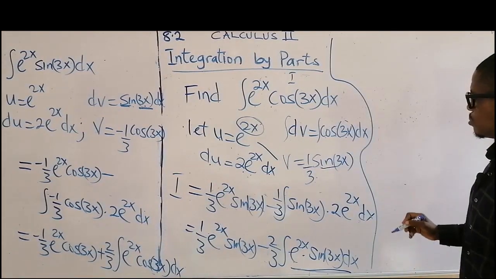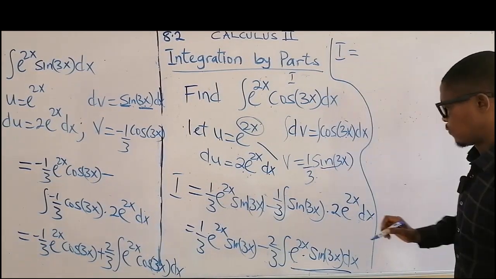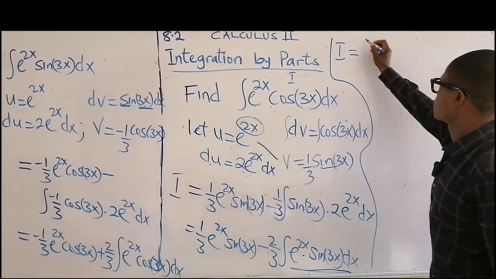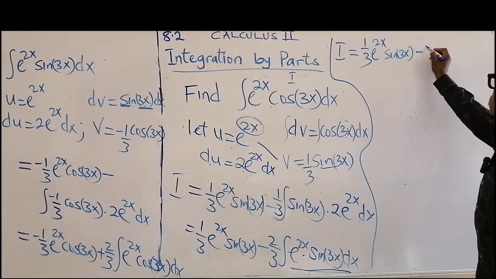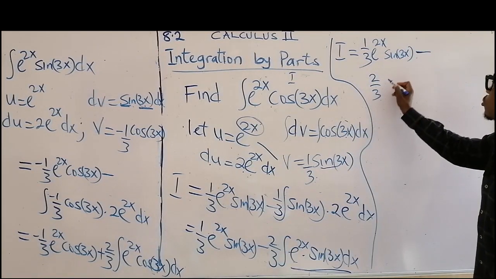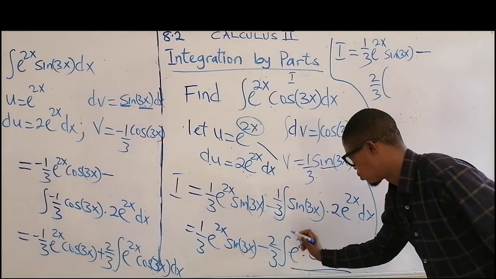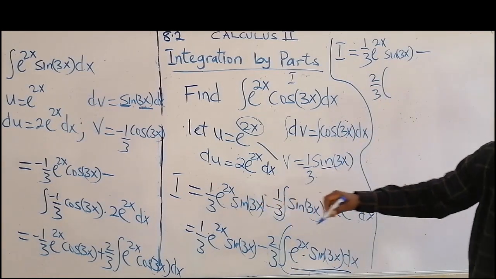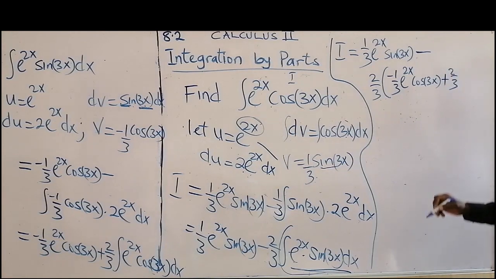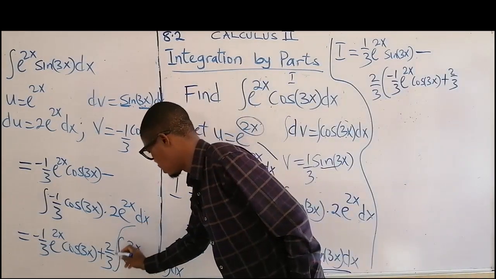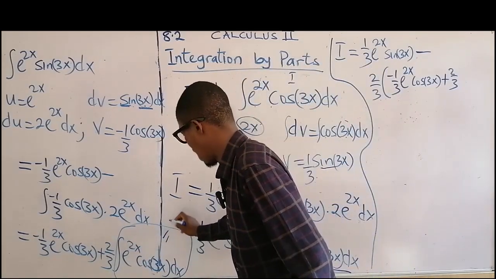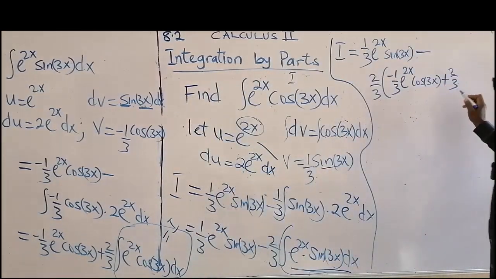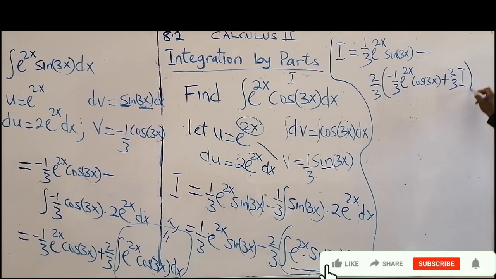So we now have the equation I equal to. The first thing we have here is 1/3 e to the power 2x sine 3x, followed by this one, minus 2/3. I'm going to open my brackets. Then we have a value for this, which is that one, 2/3. And don't forget, this integral here is the same as the question, which we call I. So that will be plus 2/3 I. Then you close your brackets.